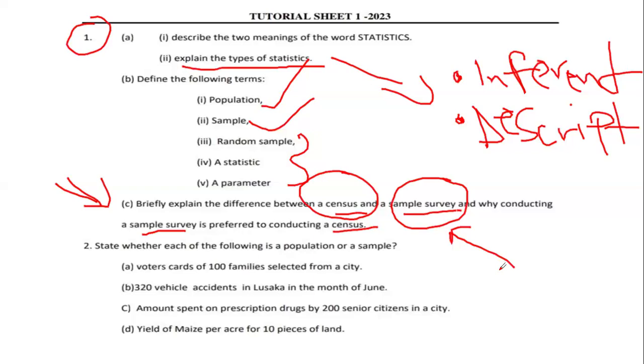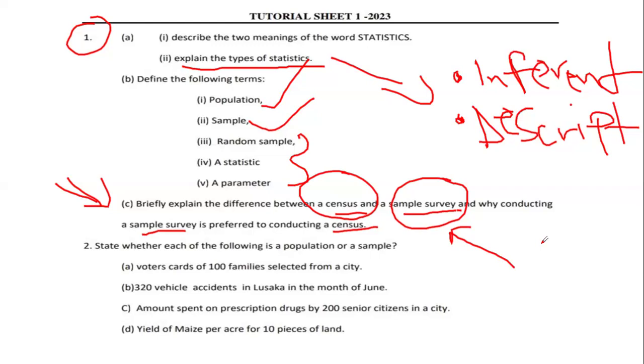Yes, excellent. If we are dealing with the whole population, then there's a higher chance that you create errors. There's a higher chance if you're dealing with the whole population. But if it's just a small sample, then it will be very easy. It won't even be time wasting because it's just a small sample. So that's why conducting a sample survey is preferred to conducting a census. A census is so much involving, it's expensive, it needs a lot of people.